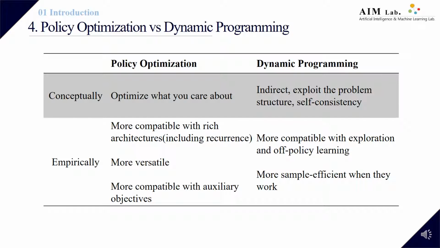Let's make a comparison between policy optimization and dynamic programming. Conceptually, policy optimization directly optimizes what we care about, which is the policy. Dynamic programming first calculates V or Q values to find the policy, which is indirect. Empirically, as we can set up policy with various functions like neural network or linear functions, policy gradient is more compatible with rich architectures and more versatile. And for dynamic programming, by using off-policy, which can refer to policies other than the current policy, it becomes more compatible with exploration. Also, dynamic programming looks more detailed at the problem by evaluating not only policies but also Q or V values, and can use data more efficiently.